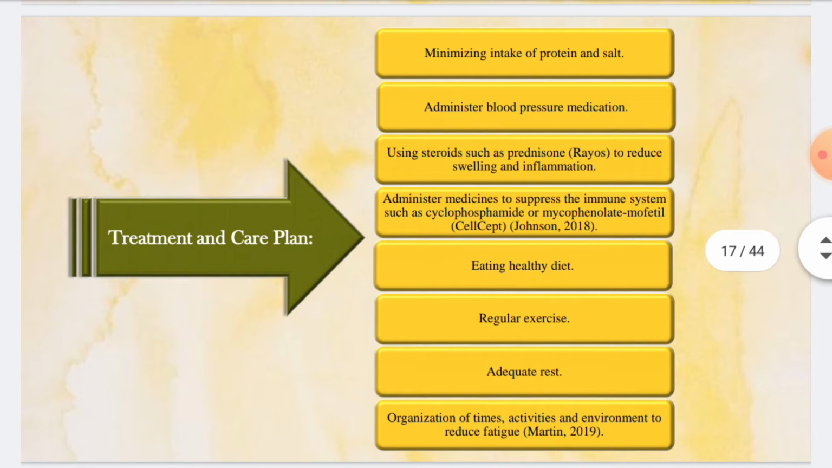So the treatments and care plans for SLE patients are to ask them to minimize the intake of protein and salt, administer blood pressure medication, use steroids, administer medicines to suppress the immune system, advise them to eat a healthy diet, do regular exercise, have adequate rest, and advise them to organize their time and activities properly in order to reduce fatigue.